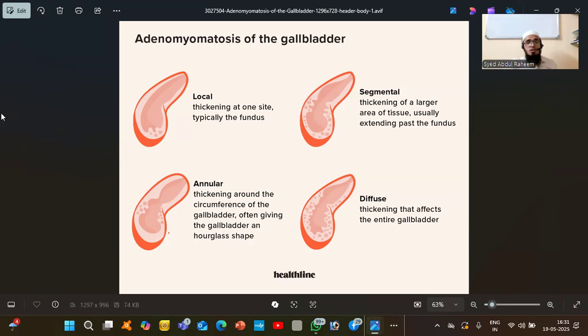So the bile is going to enter into the gallbladder. So the gallbladder has an increase in concentration. During concentration, it is converted or stored in the gallbladder itself. Okay, it is the inner lining. Like this, it is local adenomyomatosis, one place. If it is in two places, we will call it annular, and we have segmental, where a large amount is affected. In the diffuse type, the entire gallbladder is affected.